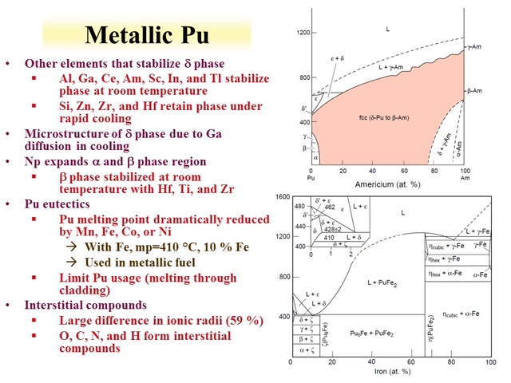Plutonium also forms alloys with a number of different metals. Such as these listed here can stabilize a delta phase at room temperature, and these listed here, some of the tetravalents, the delta phase can be stabilized with rapid cooling. The neptunium stabilizes the alpha and beta phase region, and the beta phase can be stabilized at room temperature with hafnium, titanium, zirconium, these tetravalents. Again, with rapid cooling, you can stabilize a delta phase.